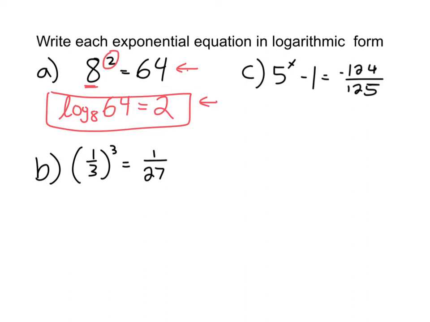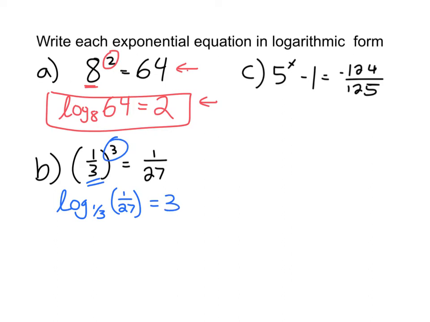All right, let's go on and do letter B. So there's actually two ways that we could do this. First, let's do it the same way we did A, and then we'll do it a different way. So the base here is 1/3, so I could write log base 1/3, and it equals 1/27th, and then this equals the exponent, which is 3.